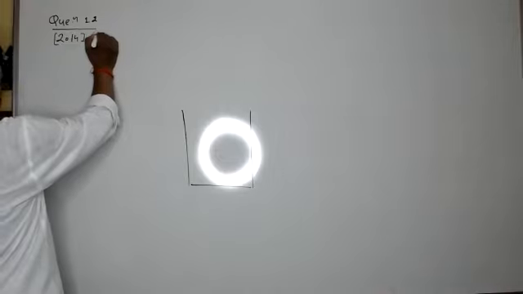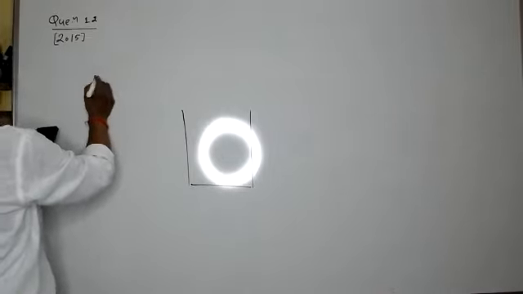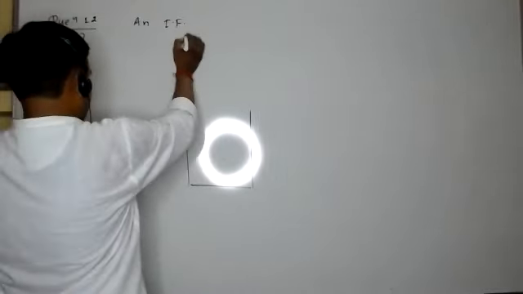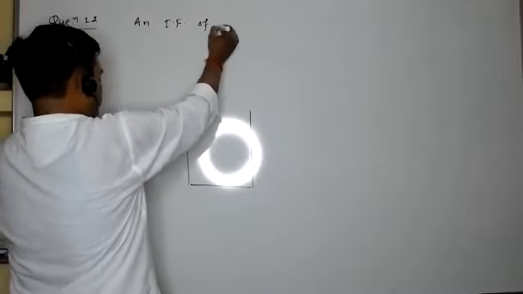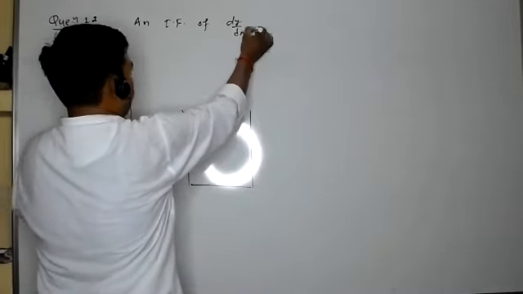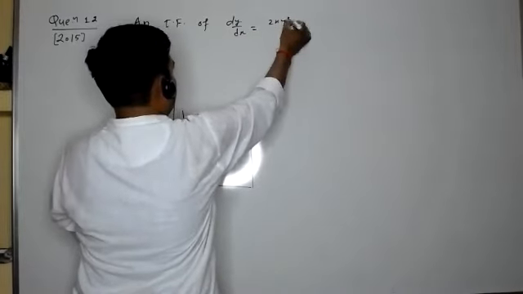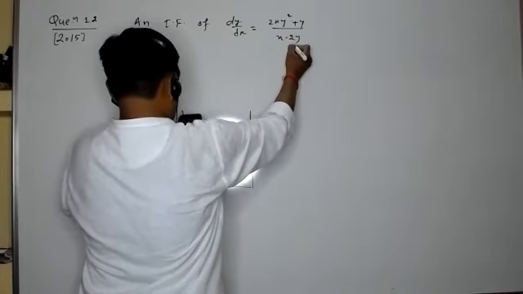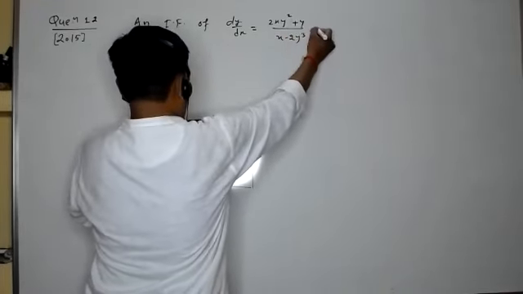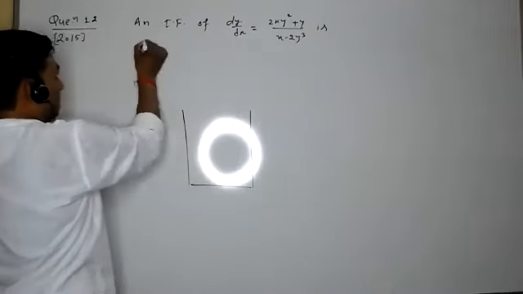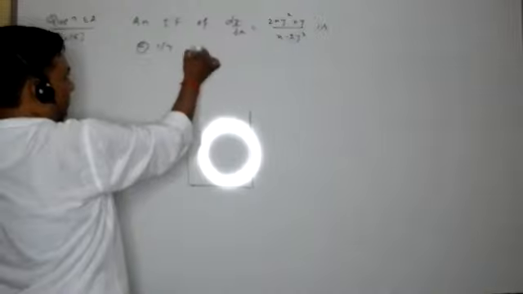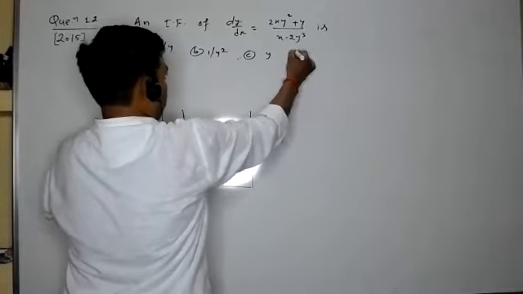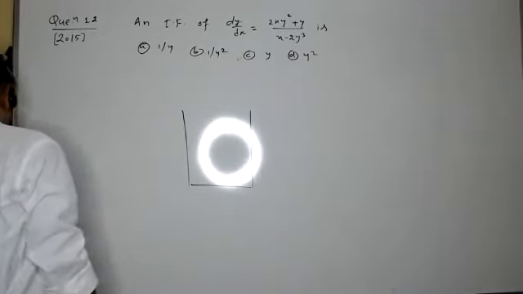Question number 12, and it is from the year 2015. An integrating factor easy question only. Everyone will do it very quickly. The integrating factor of the differential equation dy over dx equals 2x y square divided by x minus 2y cube is, the options are 1 upon y square, y square. So what's the answer?